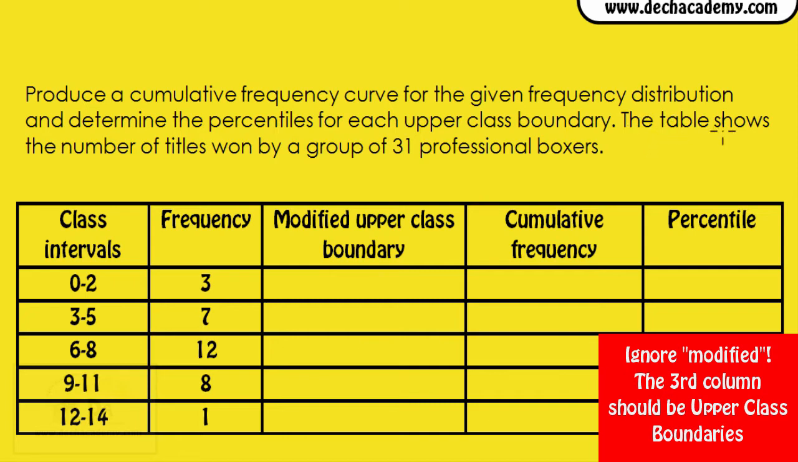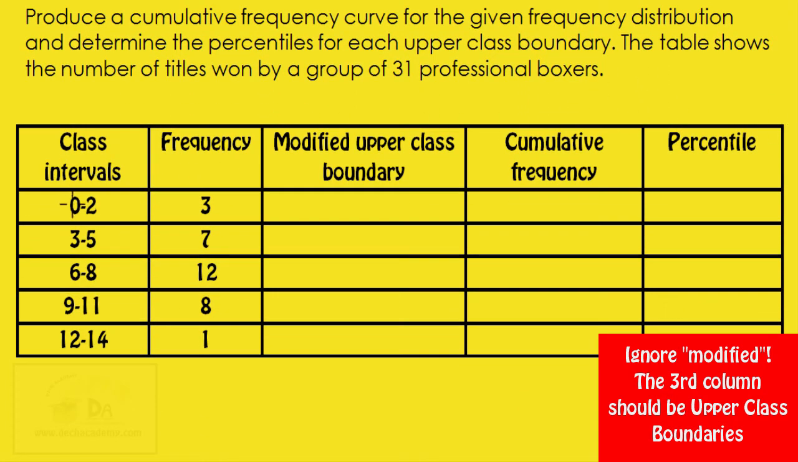The table shows the number of titles won by a group of 31 professional boxers. So what we're saying is, these class intervals represent the number of titles won by boxers. We have 31 boxers, so the total frequency must be 31. So if I ask the question, how many boxers have won between 0 and 2 titles? The answer is 3. How many boxers have won between 3 and 5 titles?